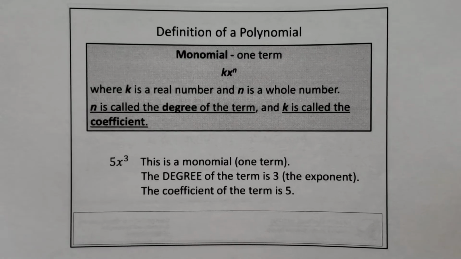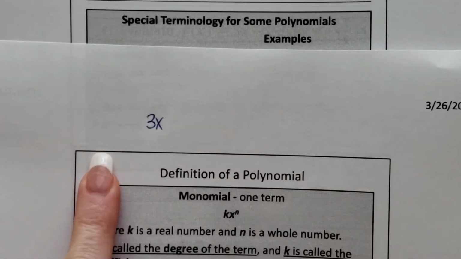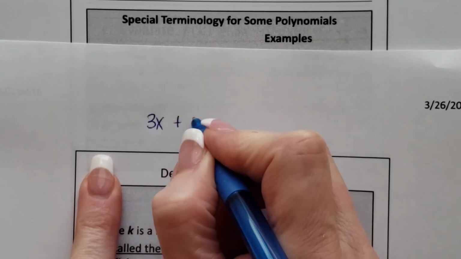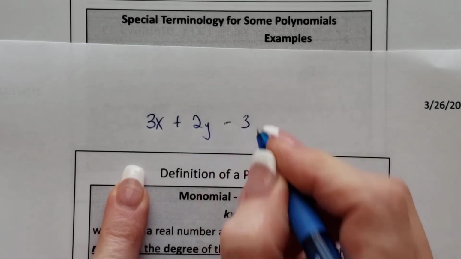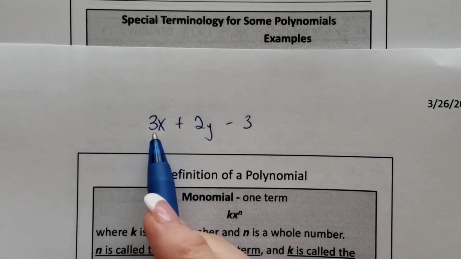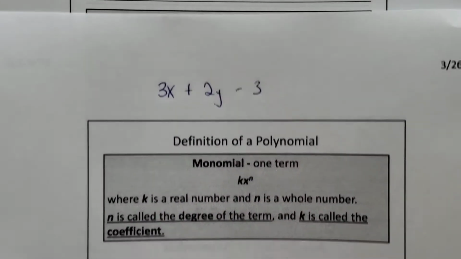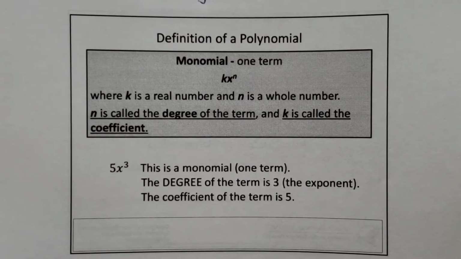All right, so one thing you need to know about what is a polynomial. It can be one term. Now remember, terms are separated by plus or minus signs. So I could have 3x, which is one term. 2y is a second term. And the number 3 is a third term. And those 3 terms are separated by the plus and minus signs. All right, so a polynomial is one or more terms.